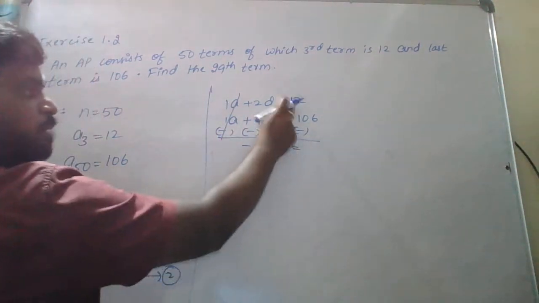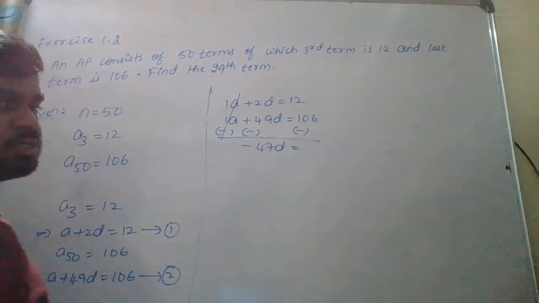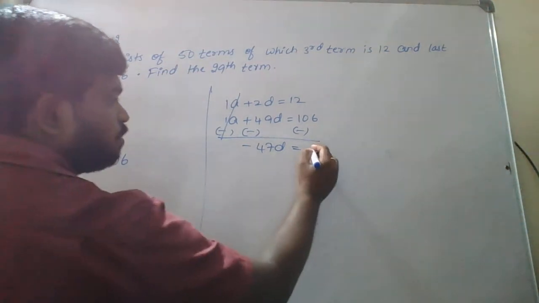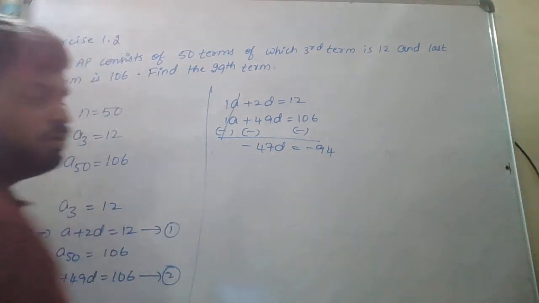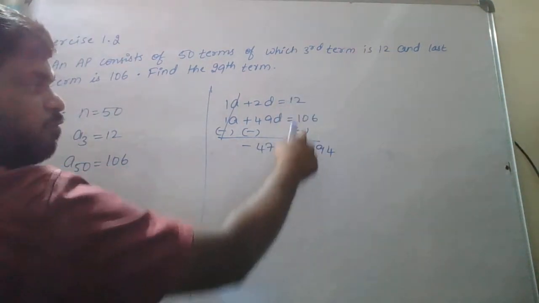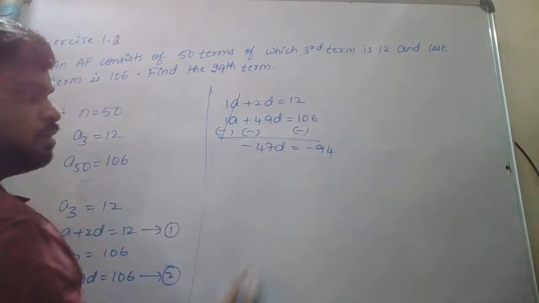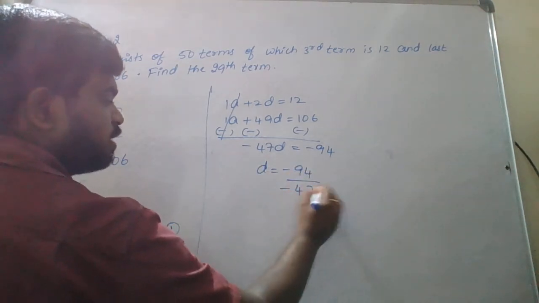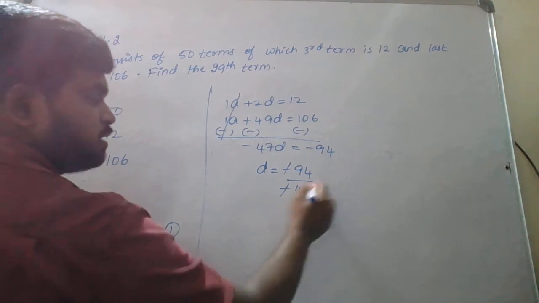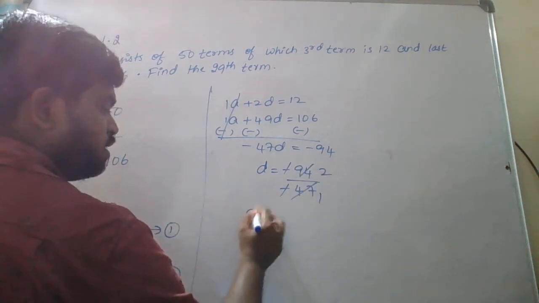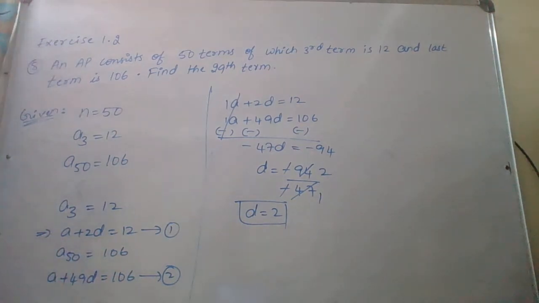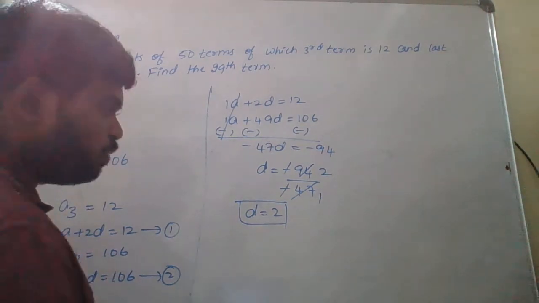Same logic. This is plus 12 minus 106. Plus 12 minus 106 becomes minus 94. 106 minus 12 is 94. 106 is greater, so minus sign. Therefore, D is equal to minus 94 divided by minus 47. Minus minus gets cancelled. 47 ones are 47, 47 twos are 94. Therefore, the value of D is 2. Simple, same procedure. We have been doing it.